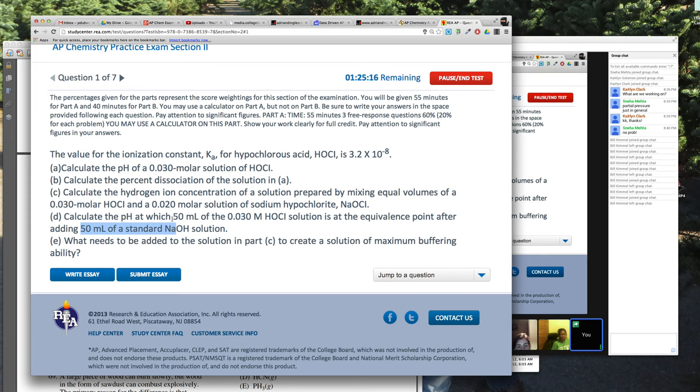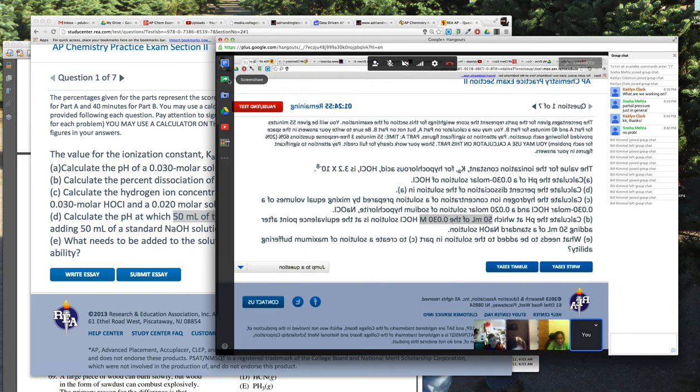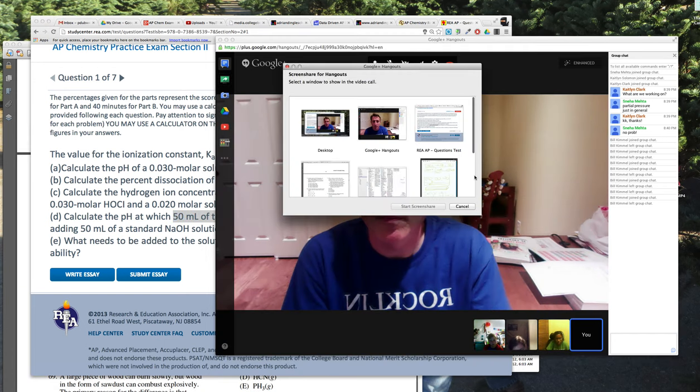Once you have stripped all of this to just OCl minus, you figure out how many moles of OCl minus you have. Let me jump to this. Do you add that to the moles of OH?